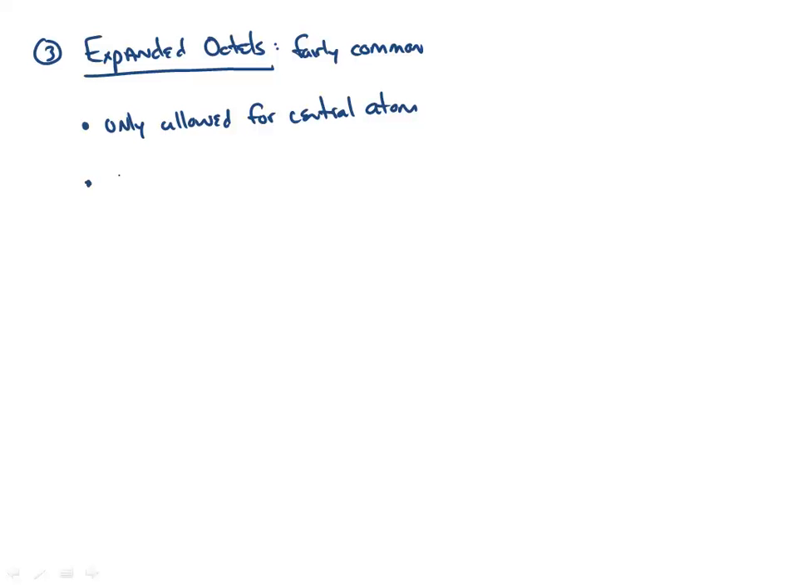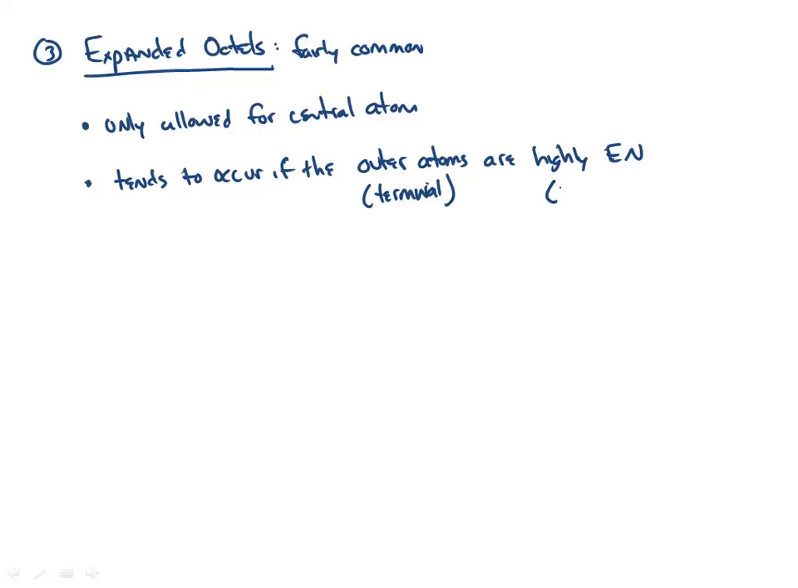The central atom tends to expand its octet if the outer atoms, or another word for that we sometimes say is terminal, meaning the ones on the outside of the molecule that aren't connected to more than one thing, are highly electronegative.